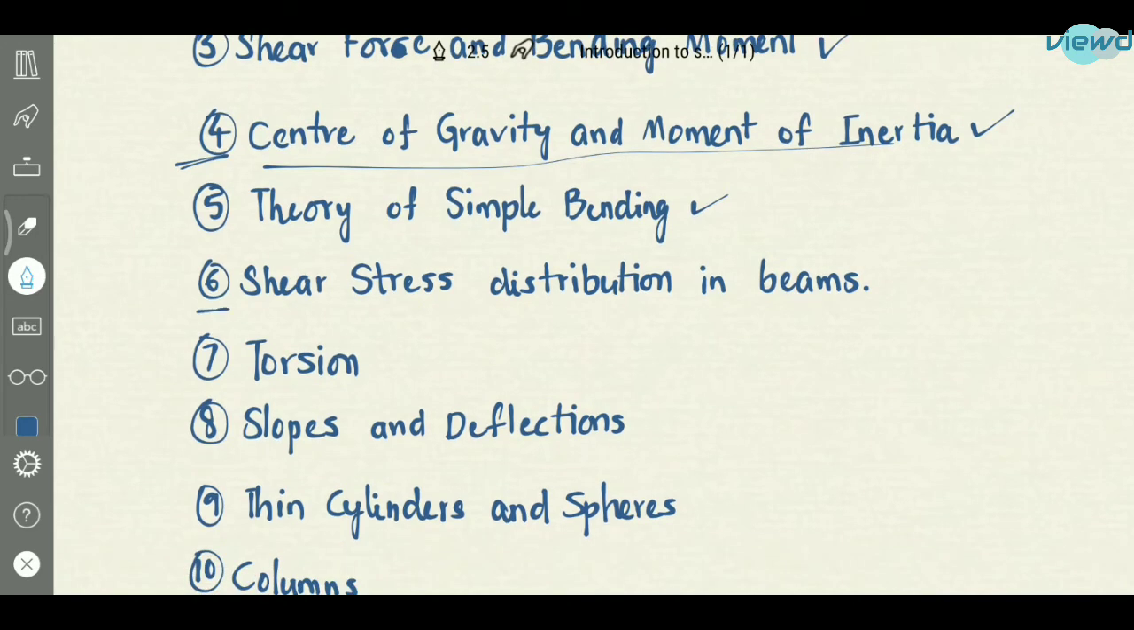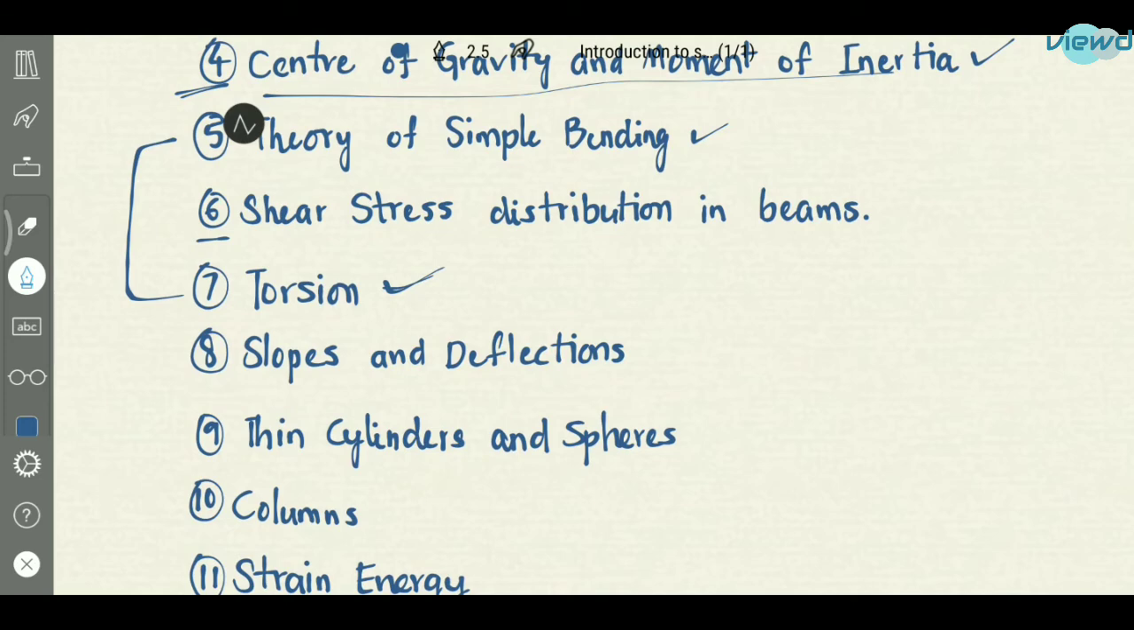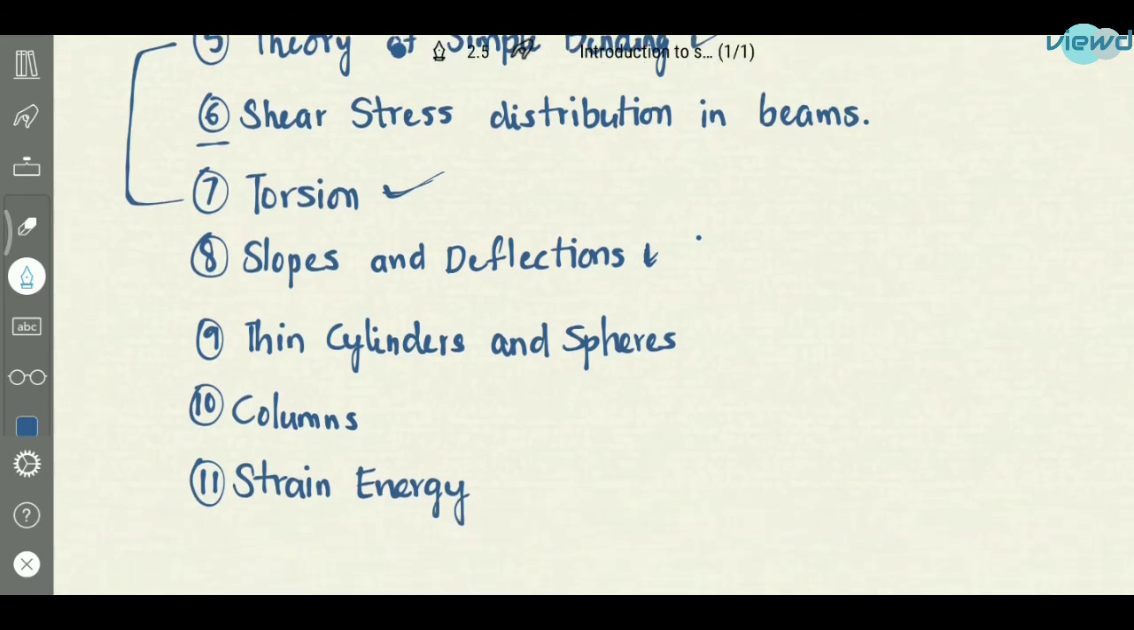And sixth one is shear stress distribution in beams, and seventh is torsion. This fifth and seventh are related to each other. And slopes and deflections is the eighth one. And thin cylinders and spheres. This thin cylinders and spheres, sometimes called as vessels. Vessels are divided into cylinders and spheres. So ninth one is thin vessels. And in 10th chapter we will see about columns, and finally we will see about strain energy.